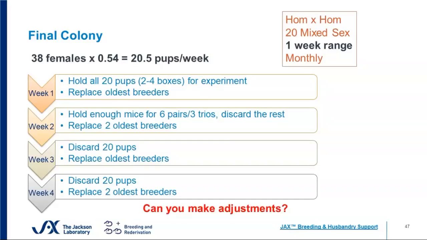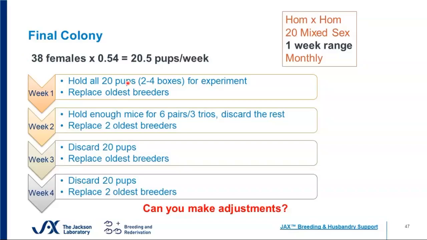So therefore, our colony is there at 38. So 38 females times our breeding performance, 20.5 pups per week. So what we're going to do here is the first week we're going to hold all 20 of those pups, 2 to 4 boxes. Those are our experimental mice that we need. And then the next week we're going to hold enough mice to replace our 6 pairs or 3 trios, depending how we breed, and then we discard the rest.